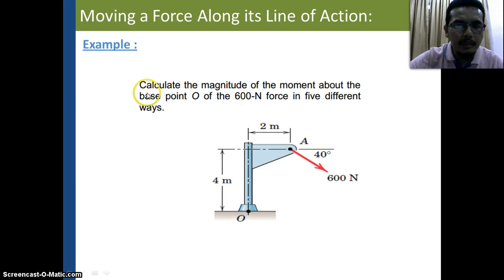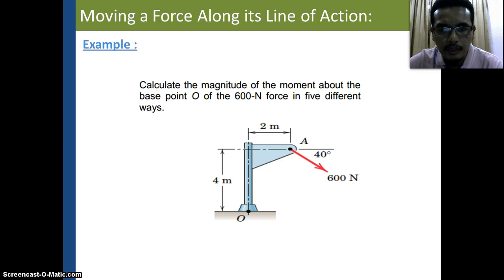So we have an example here. Calculate the magnitude of the moment about the base point O of the 600 Newton force in 5 different ways. It's actually many different ways. So I give you two, and then you need to think of another method.